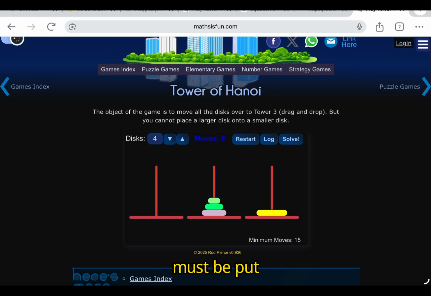Therefore, the green disk must be put to the left, and the smaller disk, therefore, needs to be put to the right tower. Okay. Always using this logic, we will complete all the challenges, no matter how big, how large the disks, how many disks we have.